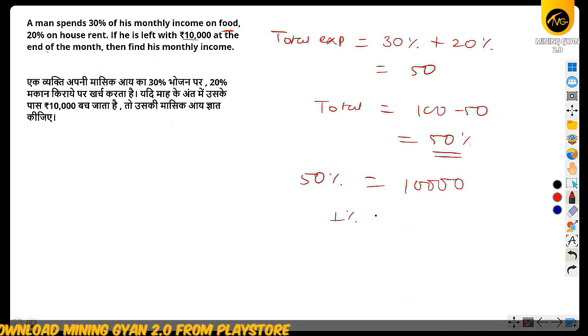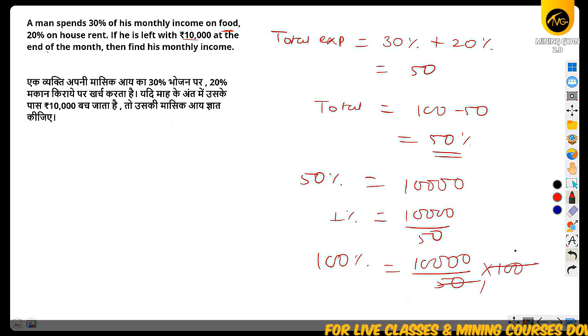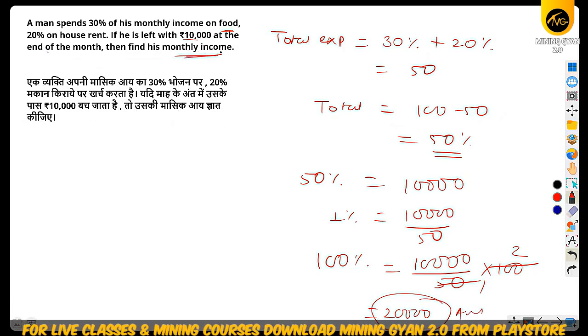Now what is 1% of it? 10,000 divided by 50. Now 100% of the salary is 10,000 divided by 50 into 100. So 50 twos are 100, so 20,000 is the total salary or monthly income of that man. Okay, 20,000 is the total monthly income.